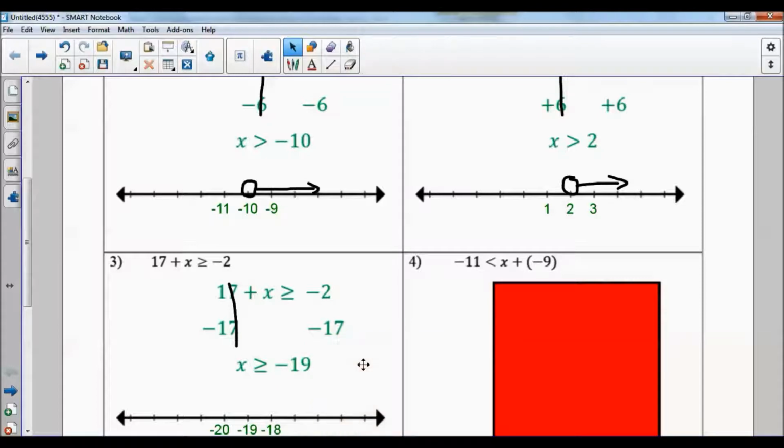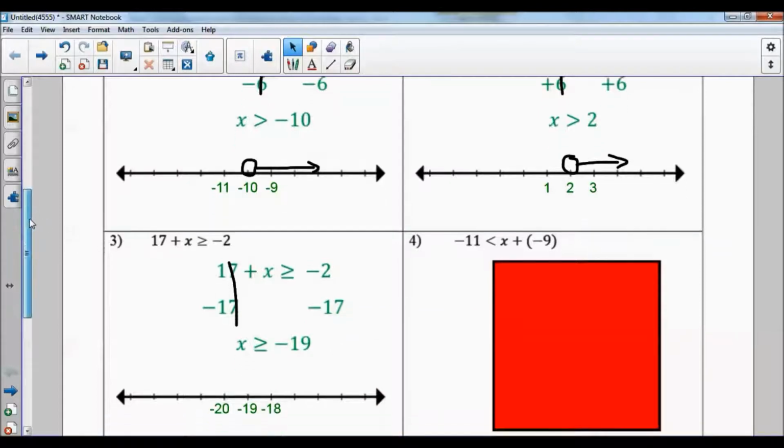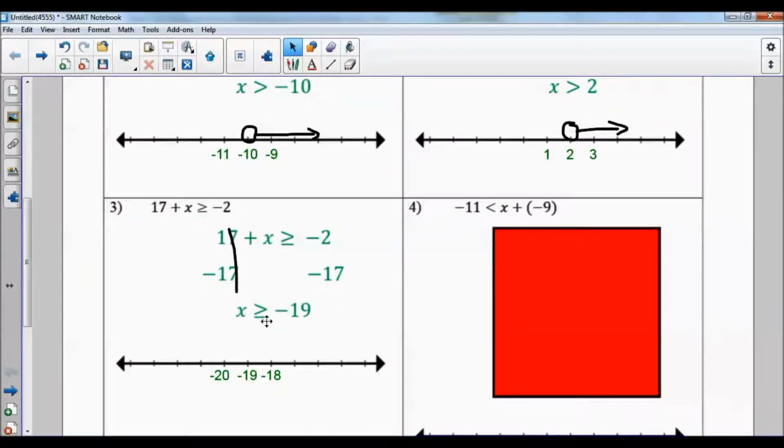On our number line, this time it's greater than or equal to, so we're going to fill in our circle at negative 19, our closed circle. And then it's greater than, so it's going to go towards our positives, to the right. Negative 18, negative 17, all the way up, because all of these are greater than negative 19.